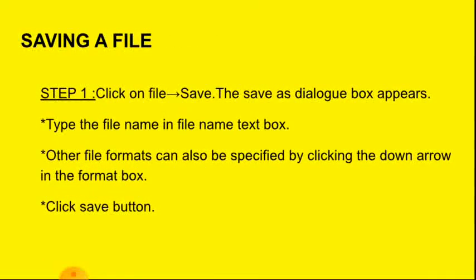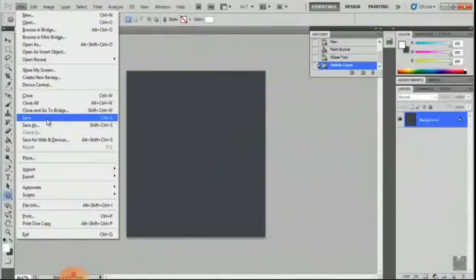Next is saving a file. Step 1. Click on File, Save. The Save As dialog box appears. Type the file name in the file name text box. Other file formats can also be specified by clicking the down arrow in the format box. Then click Save button. First, you have to go to File, click on Save.